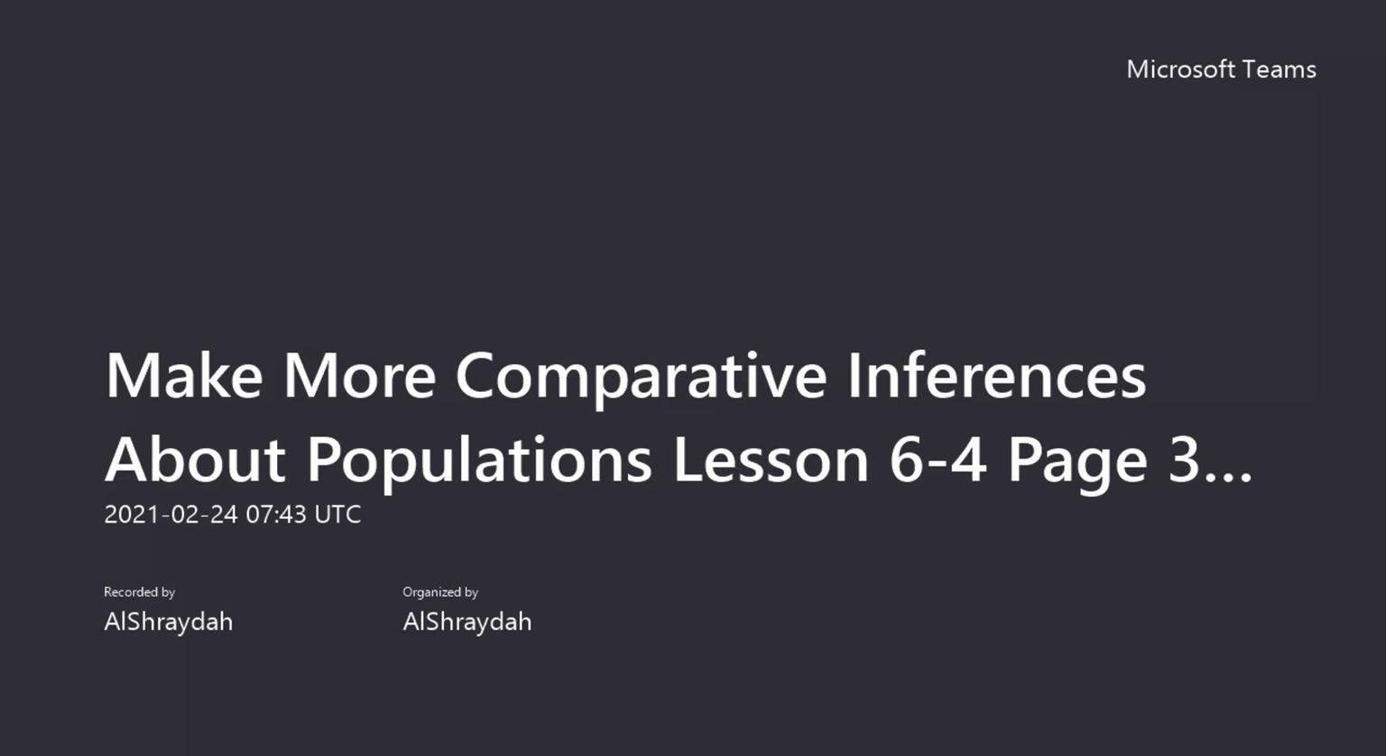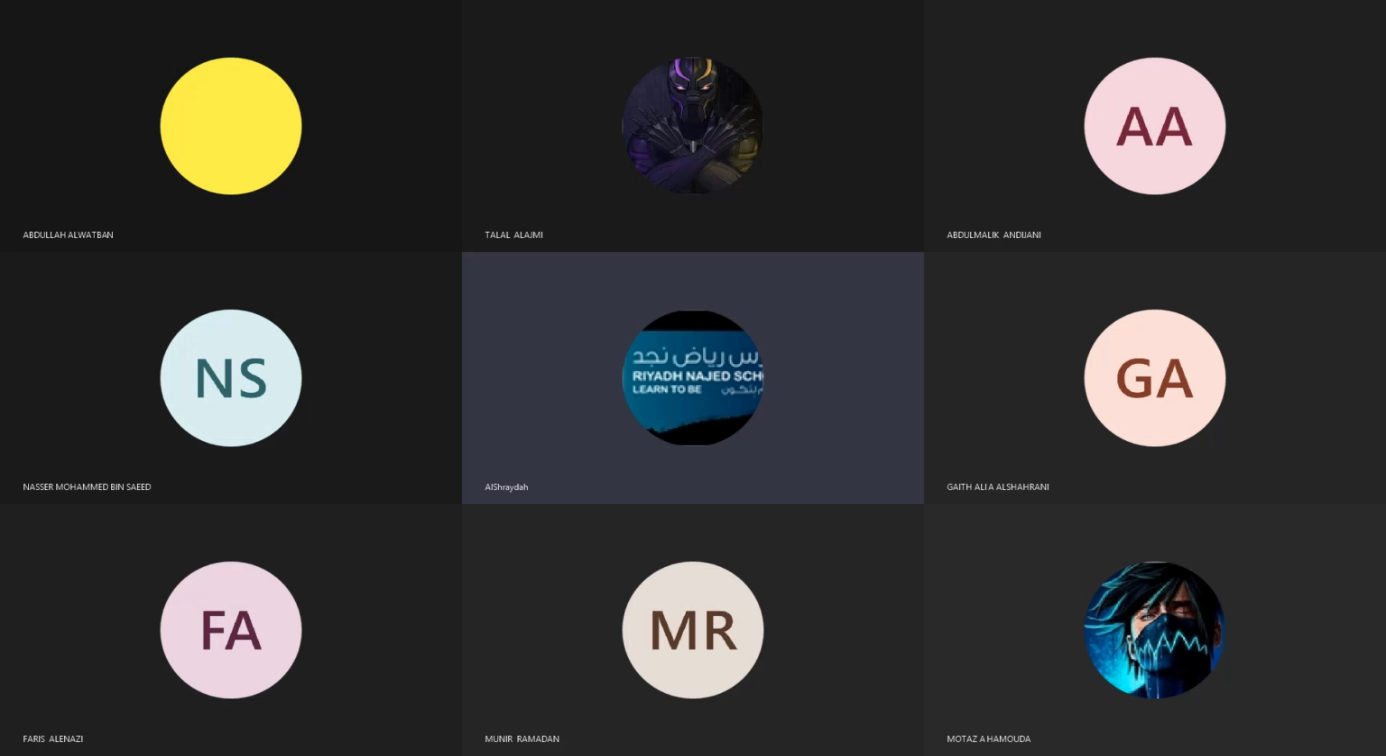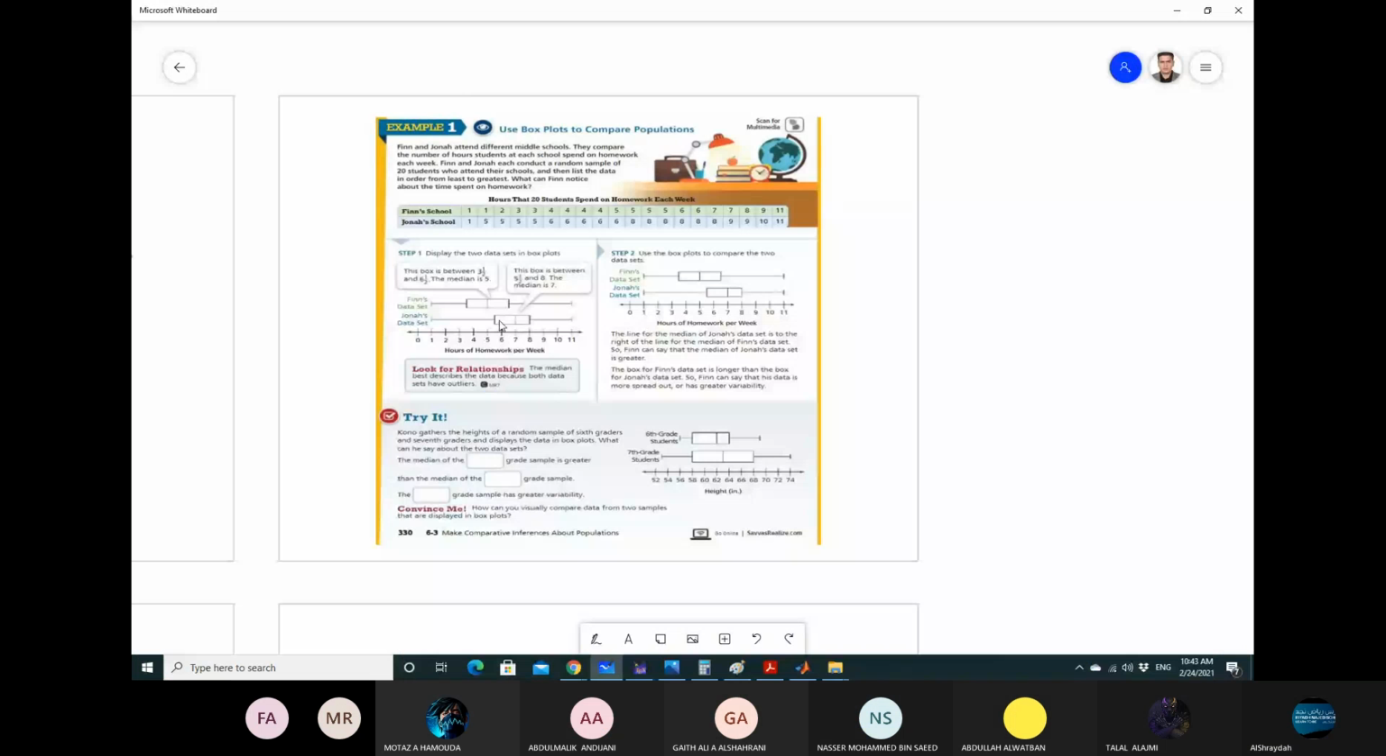Samples. And look here, the median of the first sample is 5 and the median is 7 here. And also, we found already Q1 and Q2, and we noted that the box of this data is longer than the box of Jonas data set. So Finn can say that his data is more spread out, has greater variability. Now let's go to the second example.